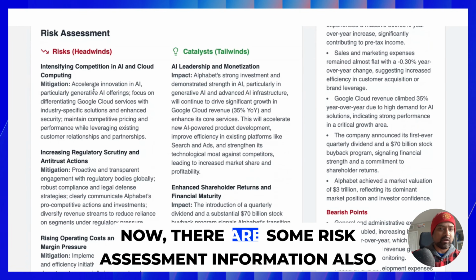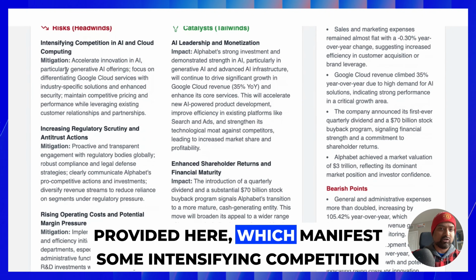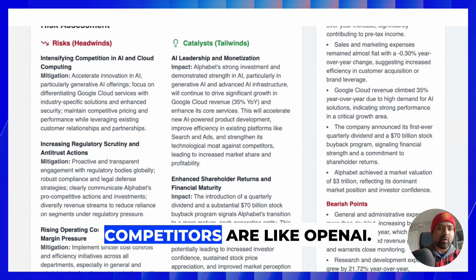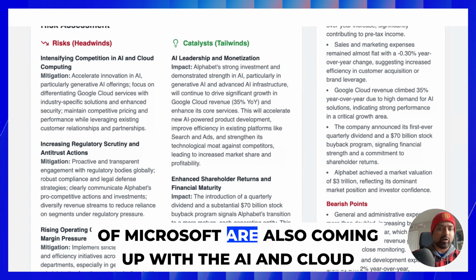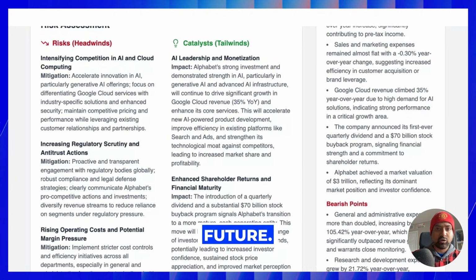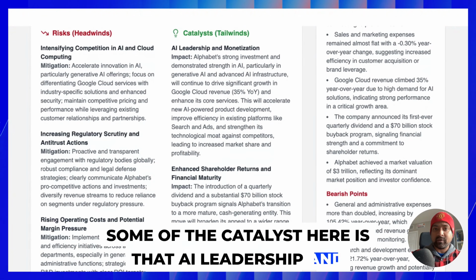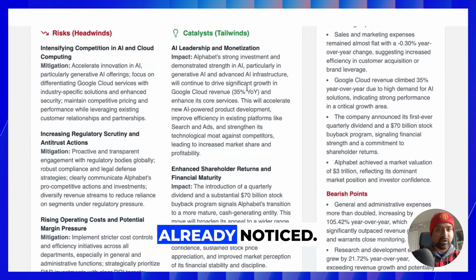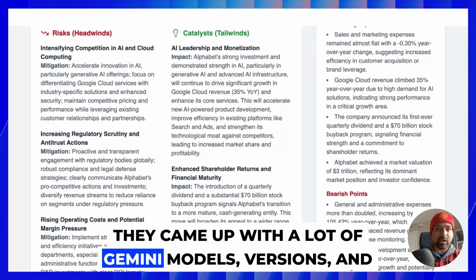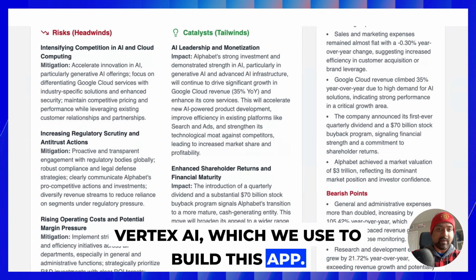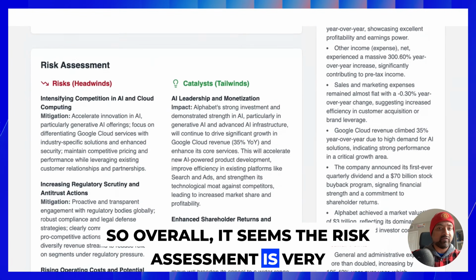Now, there is some risk assessment information also provided here, which points to intensifying competition in AI and cloud computing, as we know that Google's competitors like OpenAI or Microsoft are also coming up with AI and cloud platforms, which may or may not impact their revenue growth in the future. Some of the catalysts here are AI leadership and monetization impact. Google's strong investment and demonstration in the AI field is already noticed. They came up with a lot of Gemini model versions and are continuously evolving into new AI platforms, such as Vertex AI, which we used to build this app. So overall, it seems the risk assessment is very comprehensive.